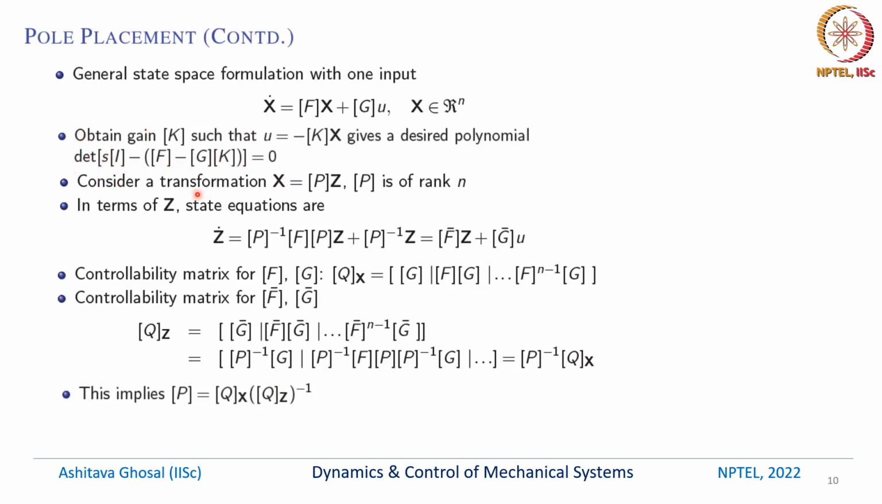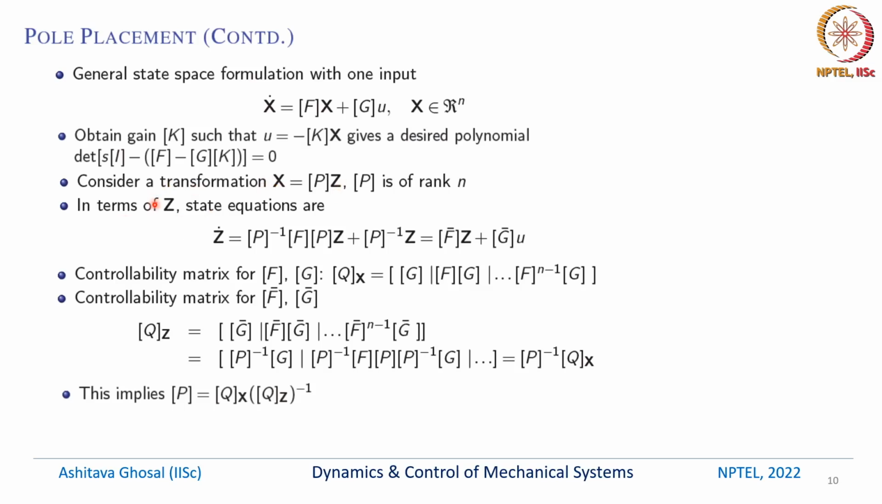Now let us consider the transformation x is equal to P into z. Okay, so we are doing a linear transformation. From the state variables x, we want to go to state variable z by means of x equals Pz, and this matrix P must be of rank n. So there is no problem of converting from x to z or z to x. So P inverse must exist.